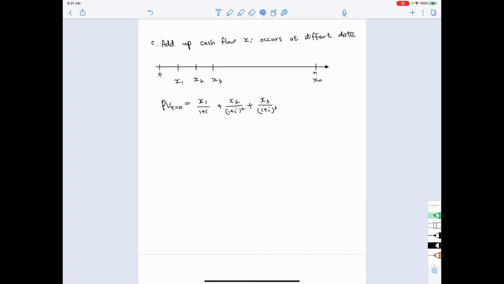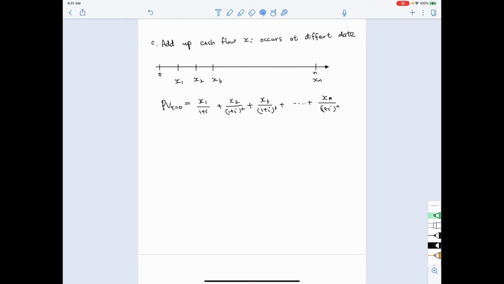So then you add up all the cash flows that occur at different dates. At the end, you need to add up the last cash flow that occurs at date n, which is xn, and the present value of that cash flow is xn divided by 1 plus I to the power of n. So here, we can add up all the cash flows that occur at different dates.